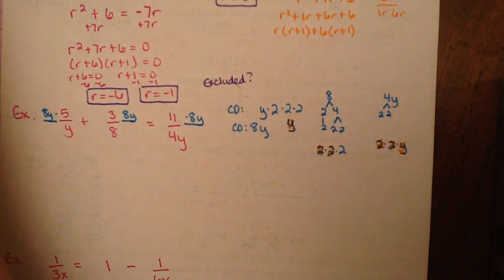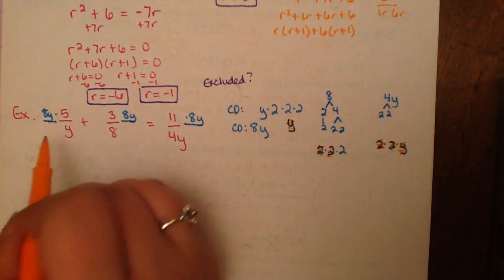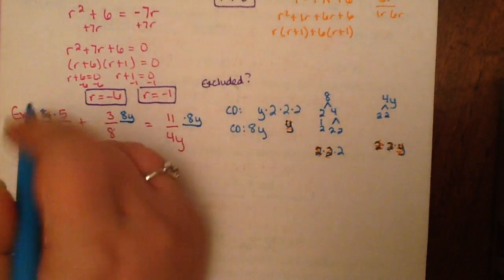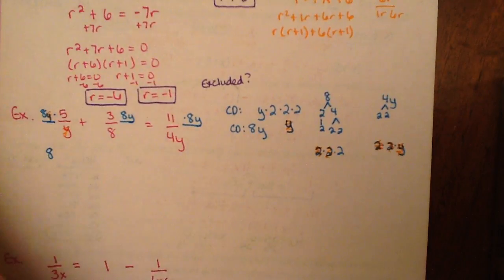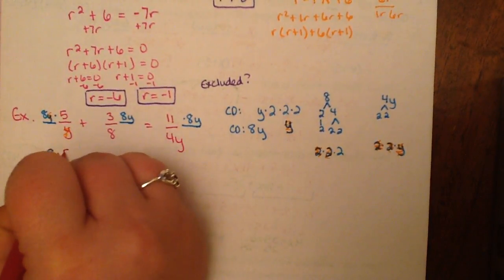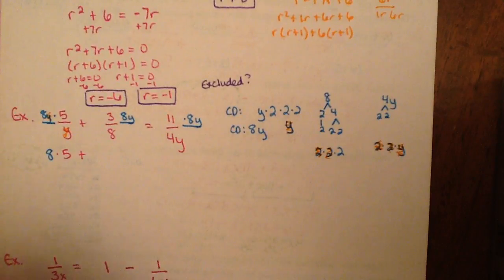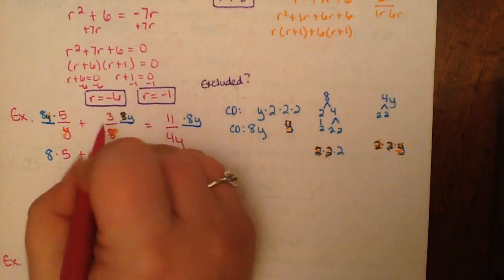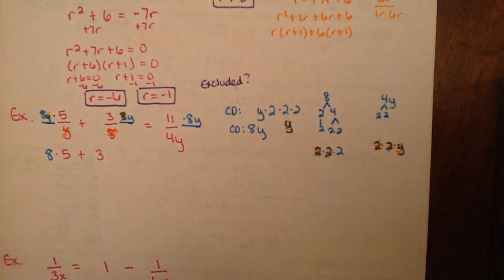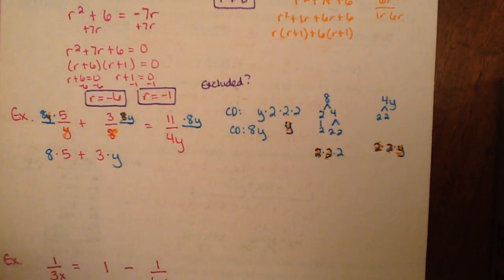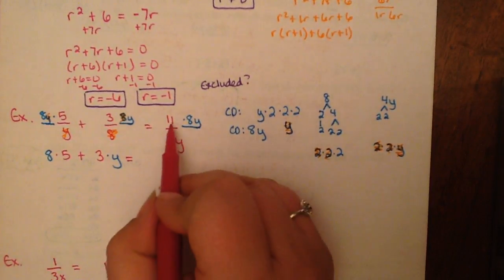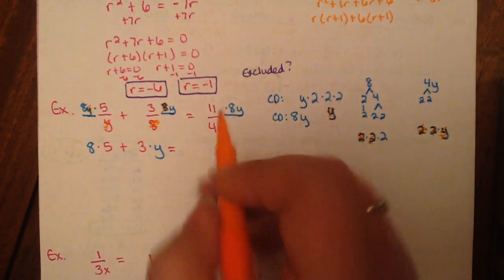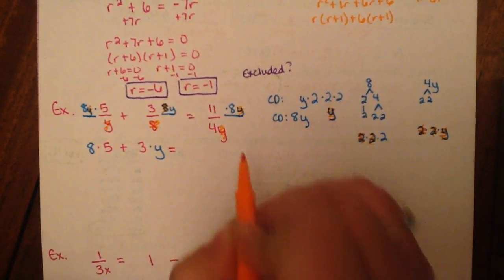So let's see what cancels here. Well, on this first one, the y is going to cancel. And for my common denominator, I will have an 8 still. And from the numerator of my fraction, I'll have a 5 still. In this next fraction, the 8 will cancel. So I'll have a 3 from my numerator and a y times y from my common denominator. On this side, I've got 8y and 4y. So I know the y's will cancel.